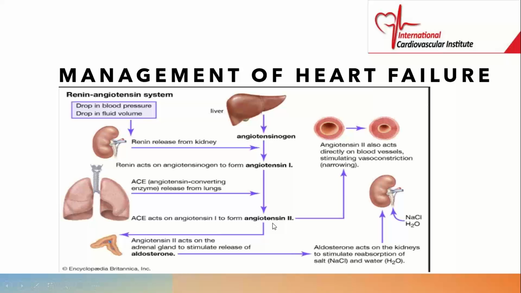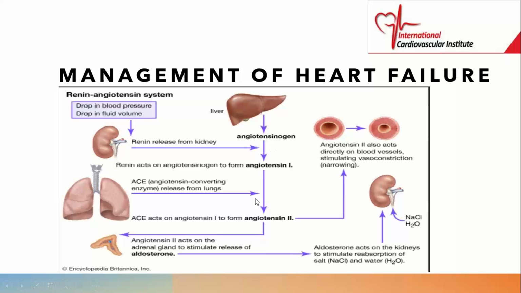Okay? And then your angiotensin 2 acts on the blood vessels to cause constriction and can give you hypertension. Your angiotensin 2 also acts on the adrenal gland to cause the release of aldosterone. Okay? So in a nutshell, this is the renin-angiotensin system.